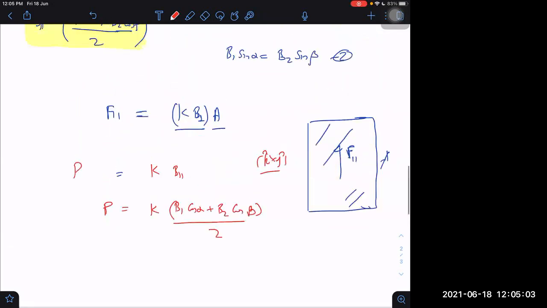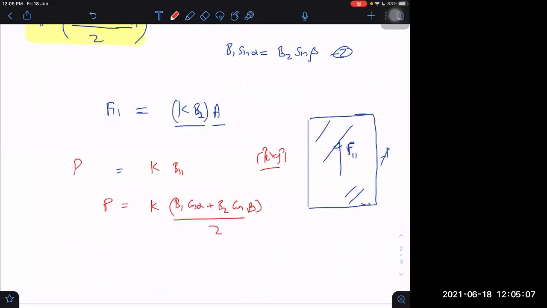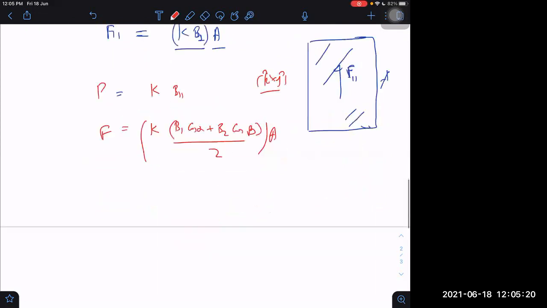Now, what was the value on the other side? The force on the other side was equal to k into b perpendicular into area. What will be the force on this side? In terms of force only, pressure is this, force will be this into area. Can I get the net force then?